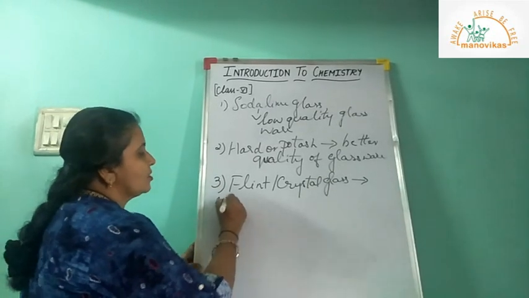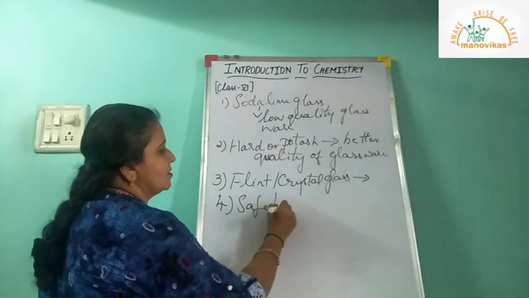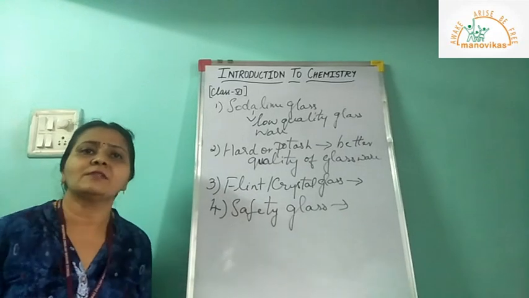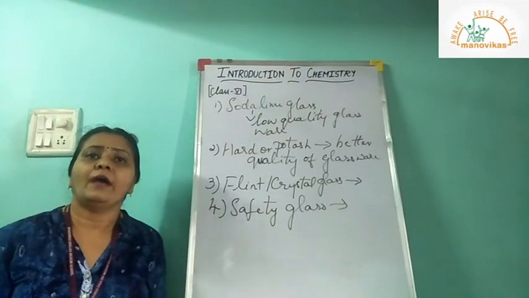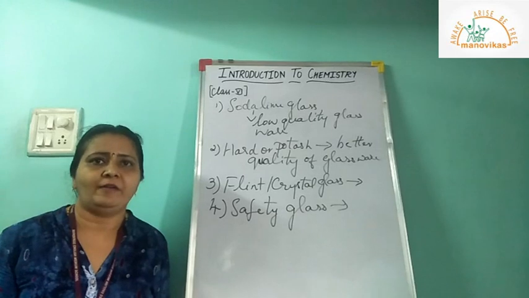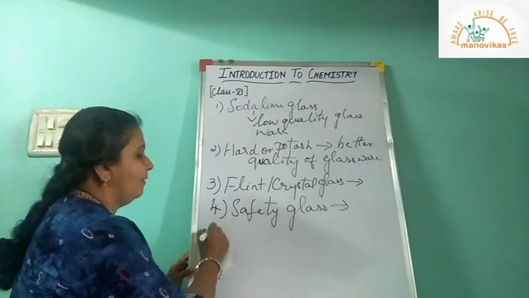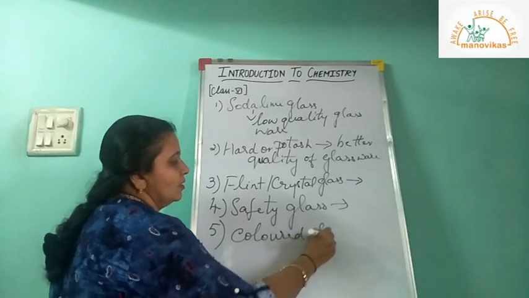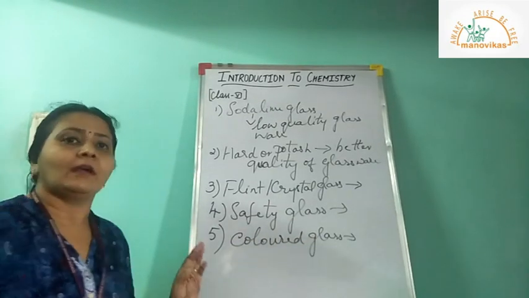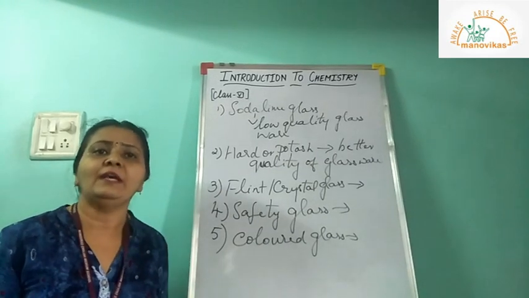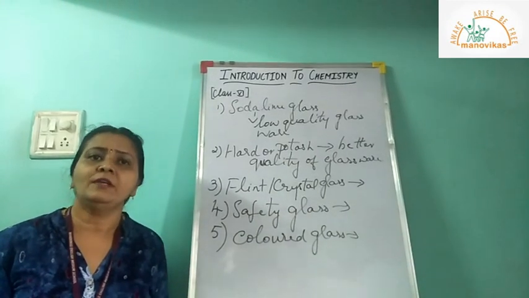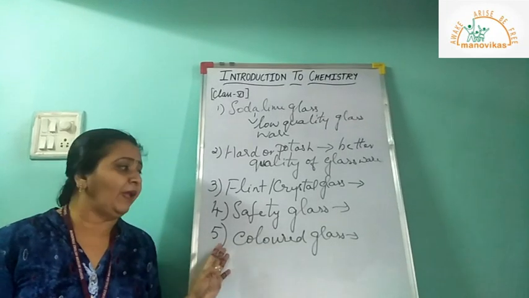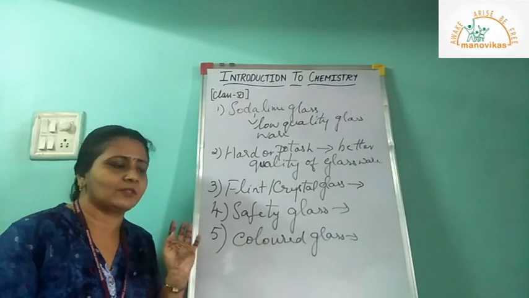Next comes the safety glass. Safety glass is mainly used in automobiles and aircraft. Fifth one is the colored glass. Colored glass is mainly used in wall decoration, sunglasses and traffic signal lights.